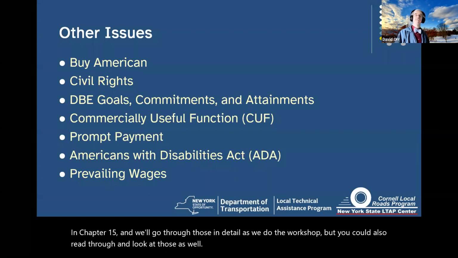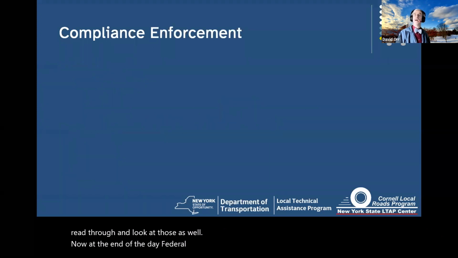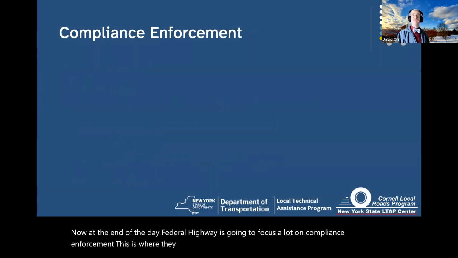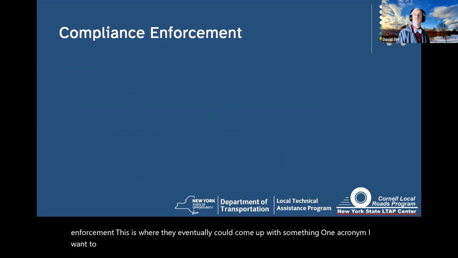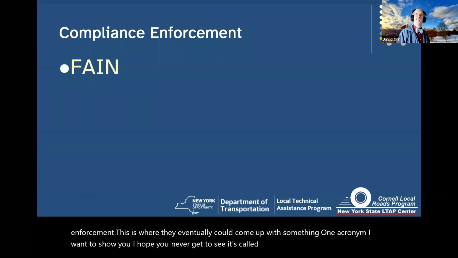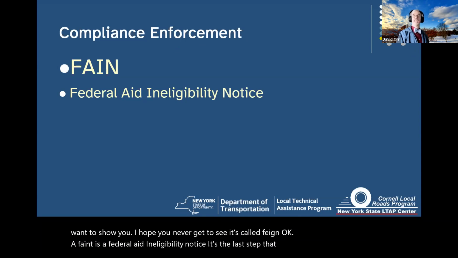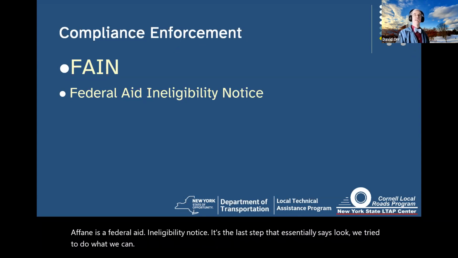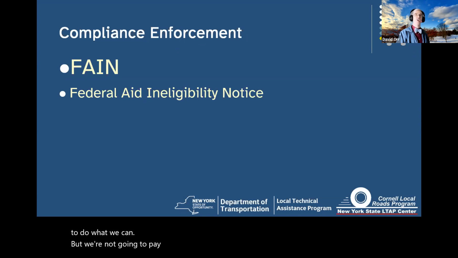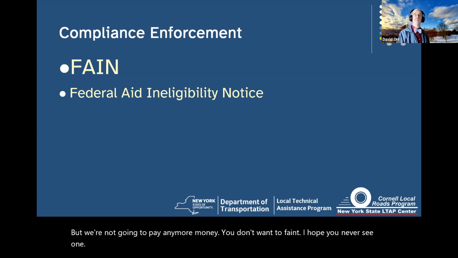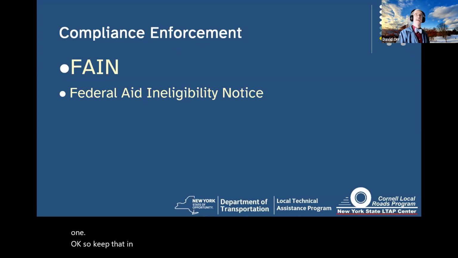Now, at the end of the day, Federal Highway is going to focus a lot on compliance enforcement. This is where they eventually could come up with something, one acronym I want to show you, I hope you never get to see. It's called FAIN, okay? A FAIN is a Federal Aid Ineligibility Notice. It's the last step that essentially says, look, we've tried to do what we can, but we're not going to pay any more money. You don't want to get a FAIN. I hope you never see one, okay? So keep that in mind, okay?